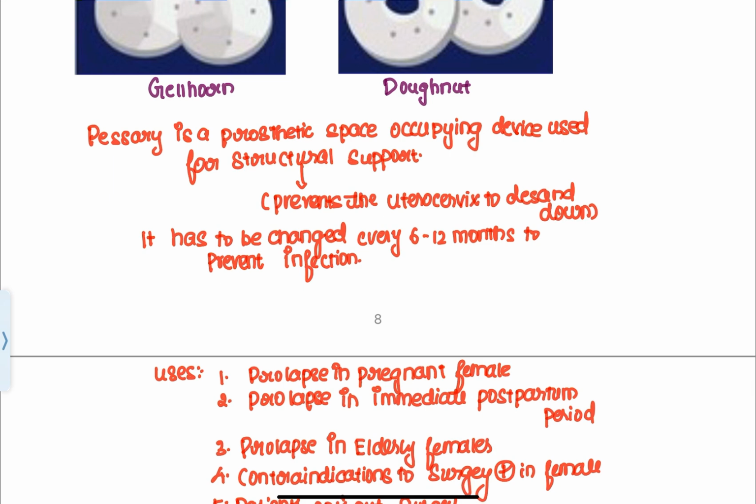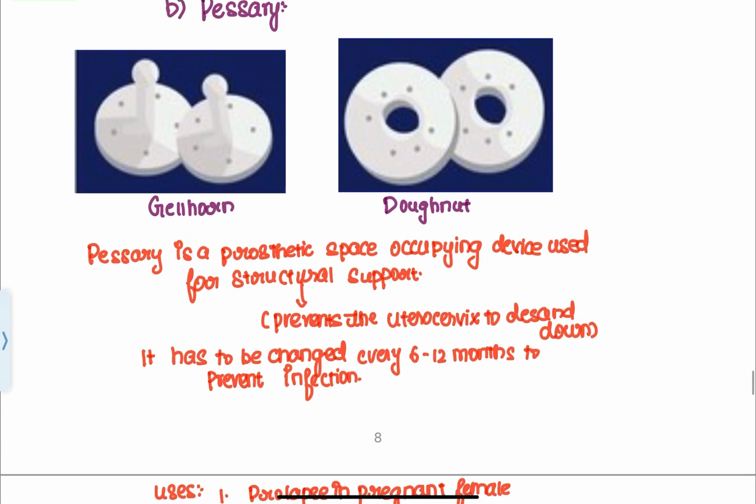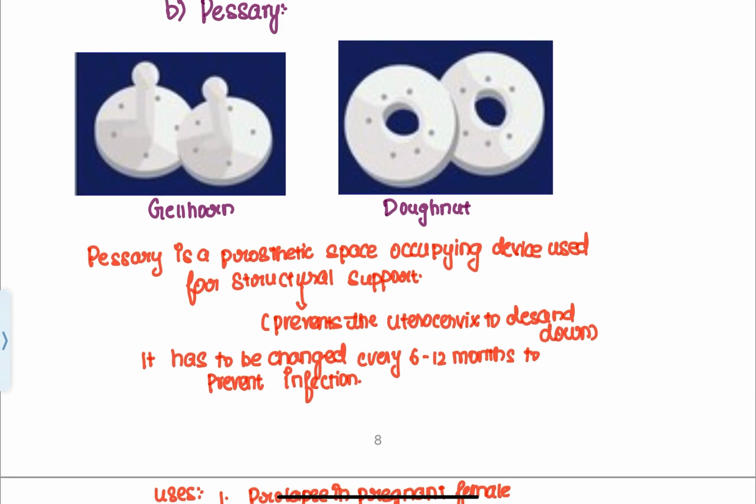But the main disadvantage with this pessary is that it has to be changed every 3 to 6 months or every 6 to 12 months in order to prevent infections. So in order to prevent the infection, this pessary has to be changed very frequently. Roughly around 6 to 12 months, this pessary has to be changed. And the most commonly used pessaries are the gellhorn pessary and the donut pessary. It is similar to a donut, right? So it is the donut pessary and this is the gellhorn pessary.